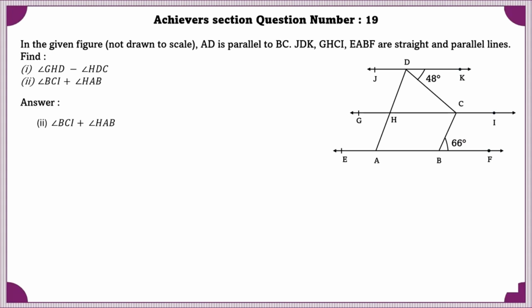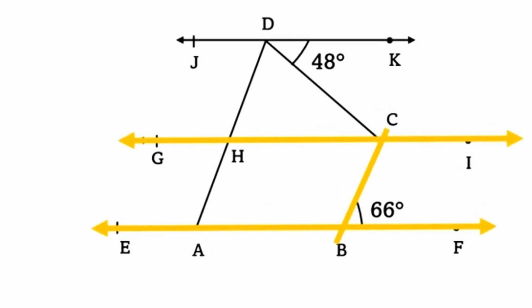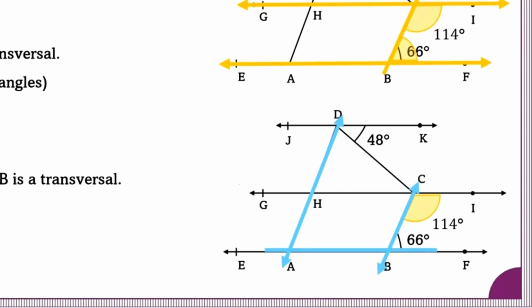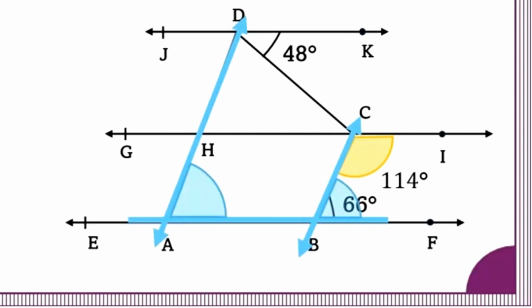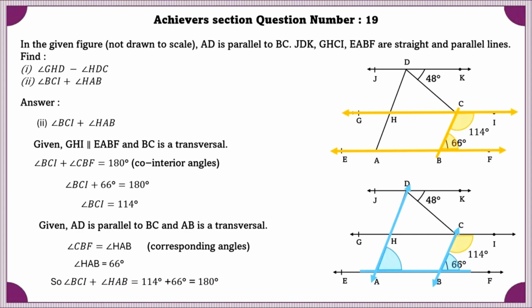Second one, angle BCI plus angle HAB. Given GHI is parallel to EABF and BC is a transversal, angle BCI plus angle CBF is equal to 180 degrees, co-interior angles. Using this, we can find the value of angle BCI, that is 114 degrees. Given AD is parallel to BC and AB is a transversal, angle CBF is equal to angle HAB, that is corresponding angles. So angle HAB is equal to 66 degrees. So angle BCI plus angle HAB is equal to 180 degrees.